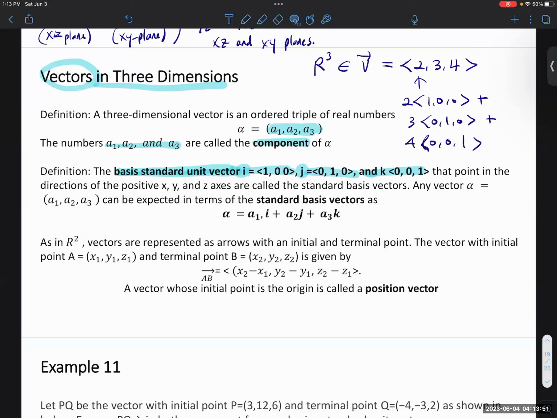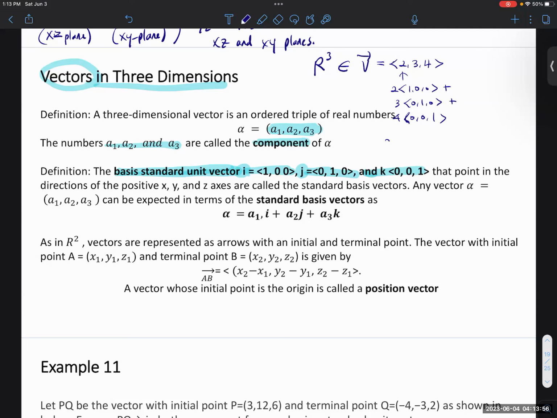So what happened? If you solve it, this is going to be 2, 0, 0 plus 0, 3, 0 plus 0, 0, 4. So if you're adding them, exactly 2, 3, 4. So you can write the vector either in that form, or you can write it here, same thing, 2i plus 3j plus 4k, because i, j, k are the standard unit vectors. Okay, so that's the way of writing the vector in 3-dimensional space.